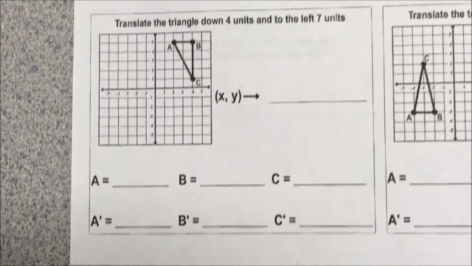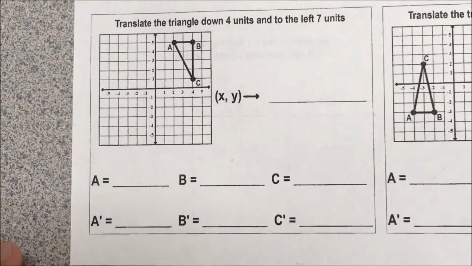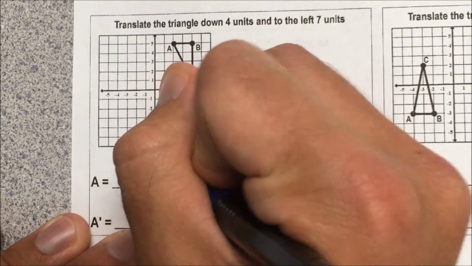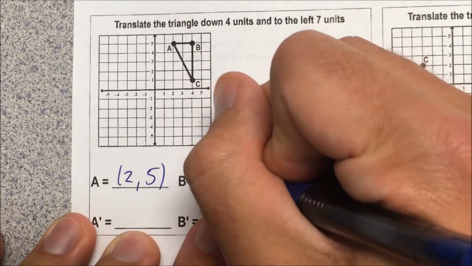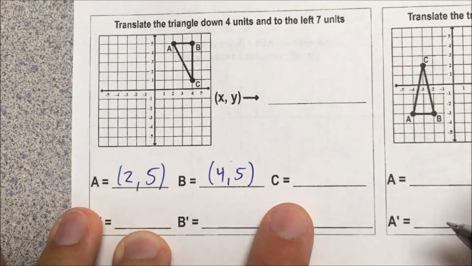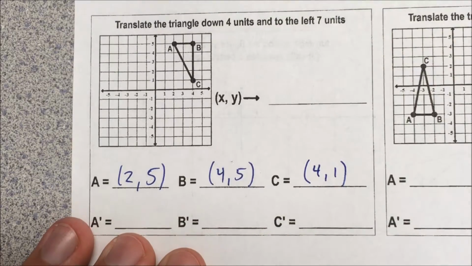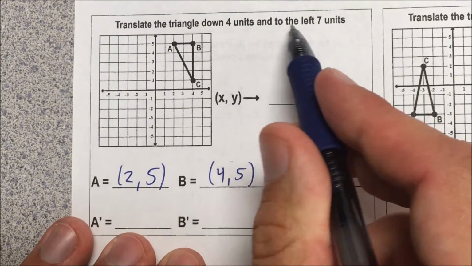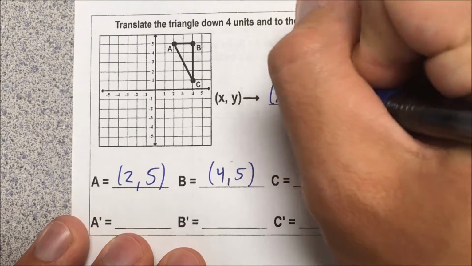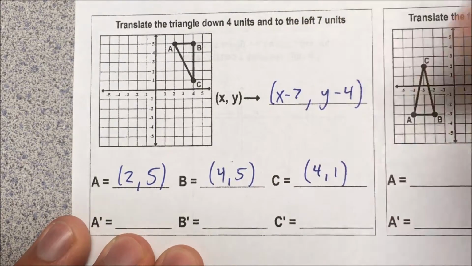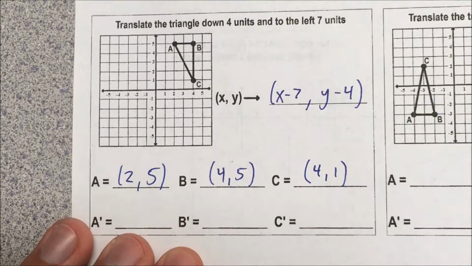Now we're going to translate a shape. I have this triangle. So let's go ahead and fill in the points where A, B, and C are. A is at 2, 5. B is at 4, 5. And C is at 4, 1. I can do my rule too. If I'm going left 7, that's X minus 7 and Y minus 4 for down 4 units.